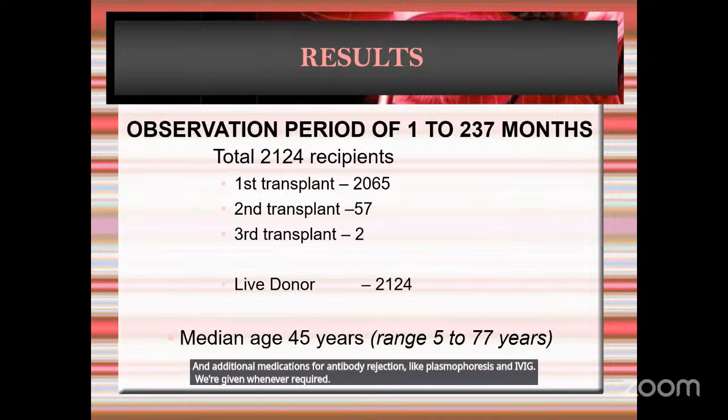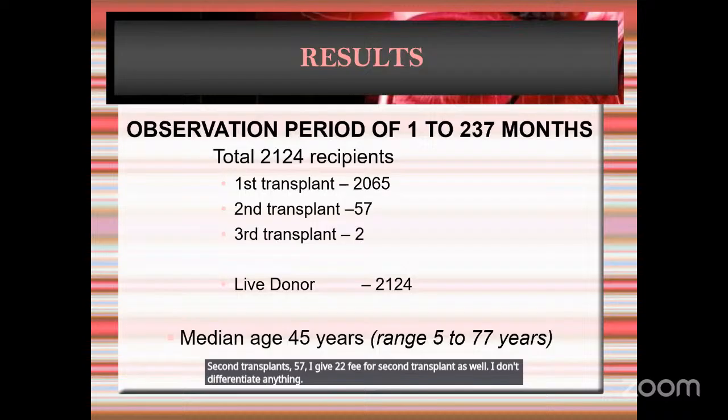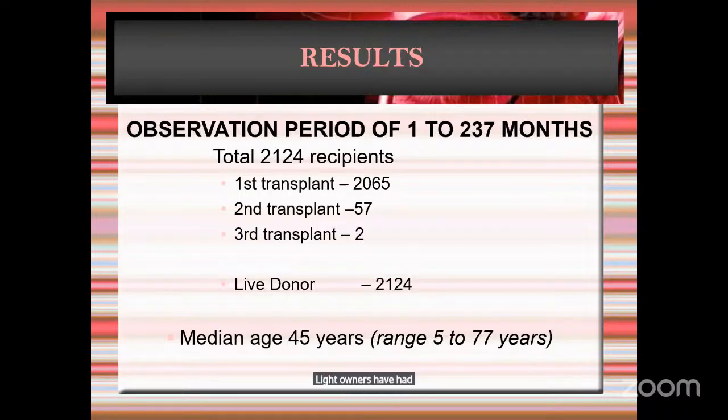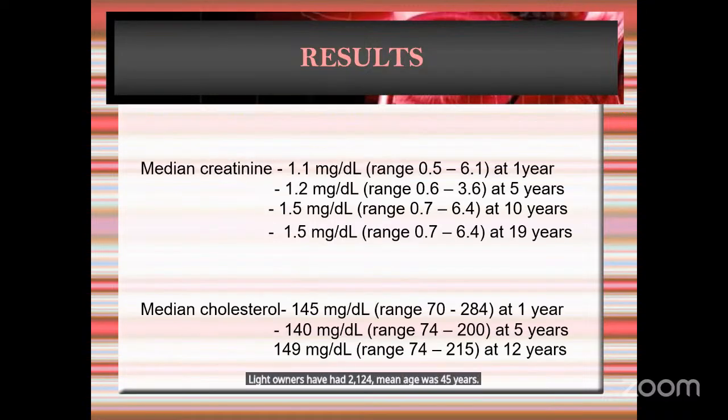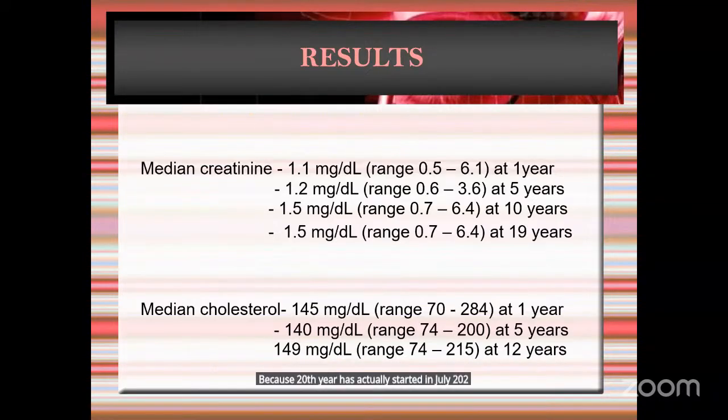Observation period is 1 to 237 months. First transplants 2065, second transplants 57. I give prednisone-free protocol for second transplant as well. I don't differentiate anything. Live donors were 2,124. Mean age was 45 years. Creatinine was 1.1 at 1 year and 1.5 milligram at 19 years, because the 20th year actually started in July 2025.